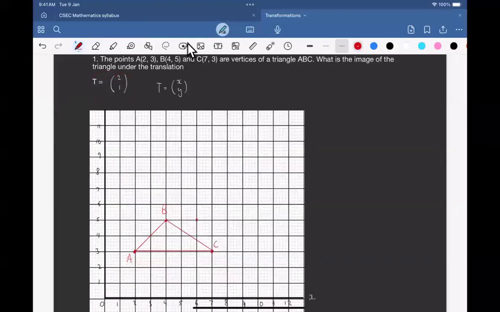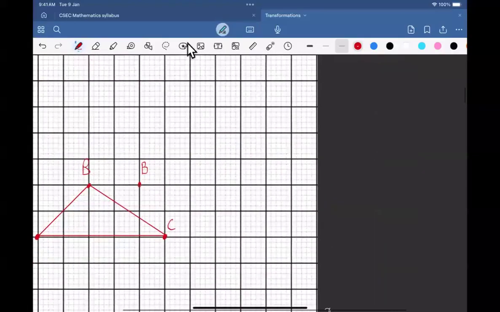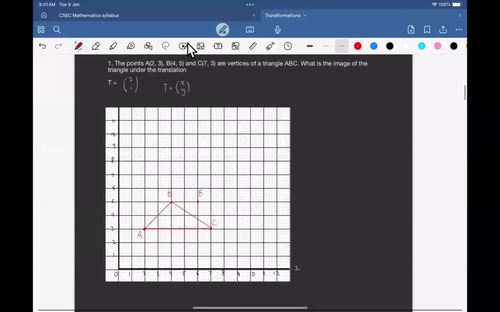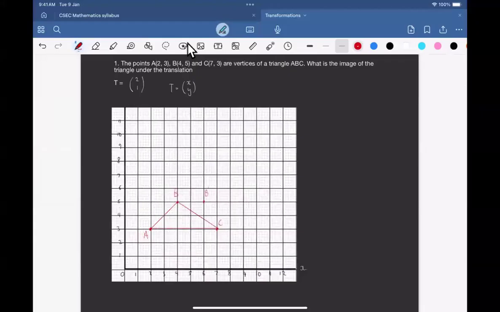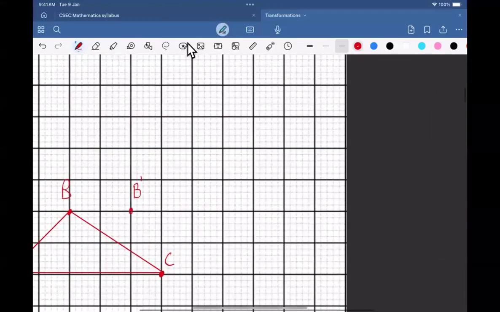Another thing to keep in mind: whenever you are writing your image, you have to put a little sign like this above. You could say B prime or B complement. I prefer you all say B prime, right? This little symbol means prime, and it suggests the image. So that's B prime. Kiara, how would I find C prime? You move it 2 spaces to the right.